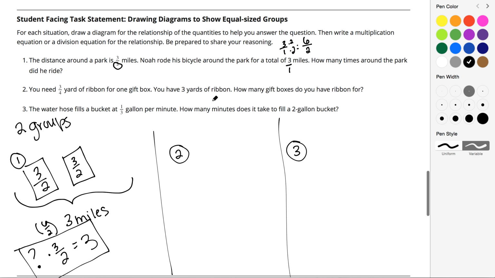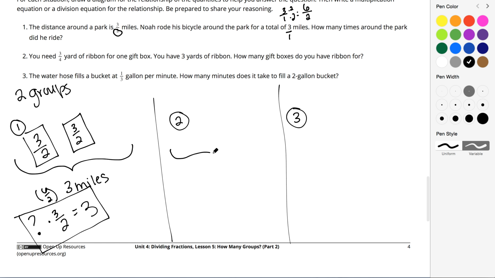All right, let's do question 2. You need 3/4 yard of ribbon for 1 gift box. You have 3 yards of ribbon. How many gift boxes do you need? Well, I have a total of 3 yards. And I know each piece is 3/4. How do I get 3/4 to be 3 yards? Now, I'm going to change my 3 yards to have the same denominator. So I'm going to multiply by 4, and that's going to give me 12/4.